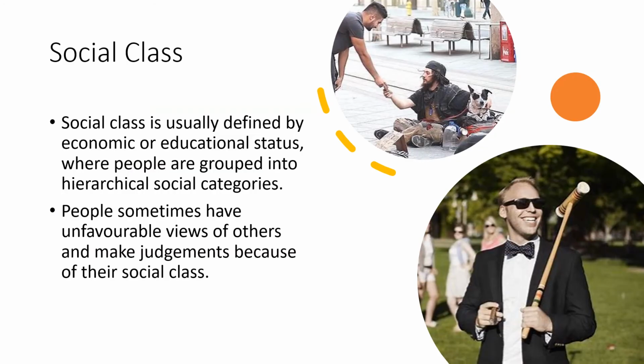Social class is usually defined by economic or educational status. People are often grouped into hierarchical social categories. We all hear about the upper class, the middle class, the lower class. And people are categorised into these depending on how much money they have, how much wealth, so where they went to school, their jobs. And people sometimes have unfavourable views of others and make judgments because of their social class.